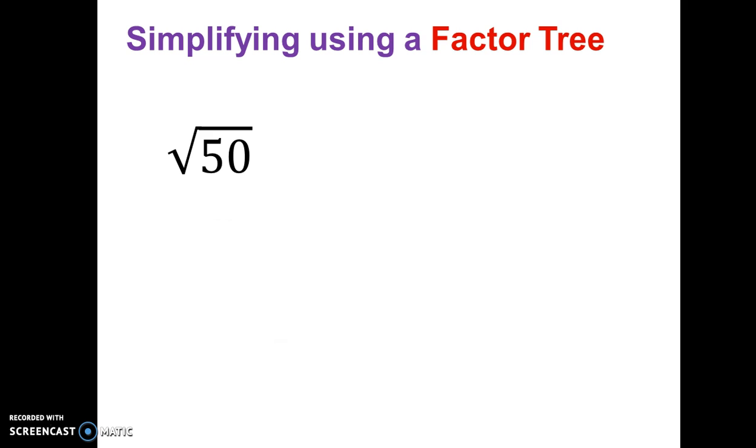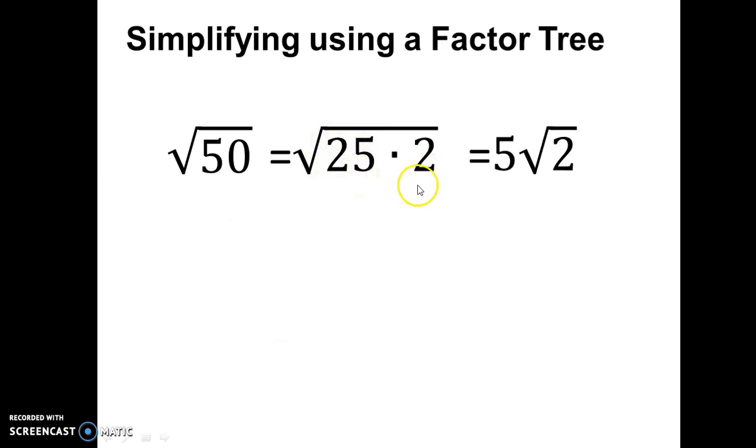All right, well, let's take a look. There's another way to do this. It's called using a factoring tree. First of all, if you are good at thinking multiplication, this one, 50, is actually 25 times 2. 25 is our perfect square, so that becomes 5 root 2, because we take the square root of 25, we get 5, and the root 2 remains there.